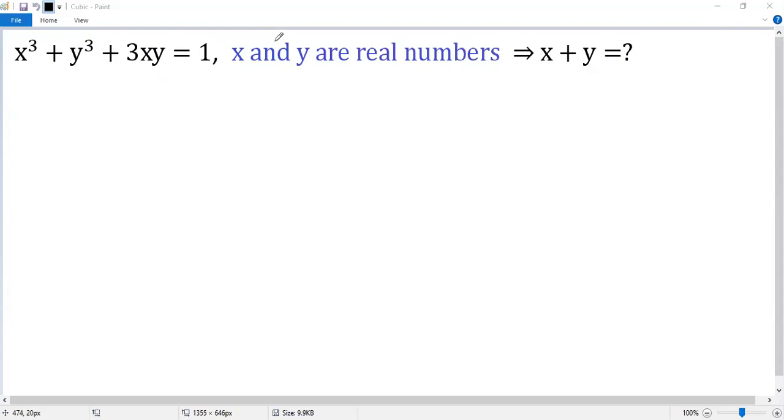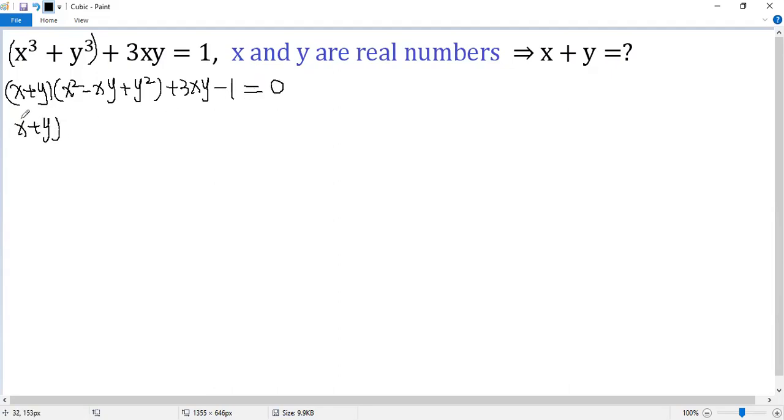Given x cubed plus y cubed plus 3xy equals 1, we want to find the sum of x and y. The key idea is to factor the given condition. First, we apply the sum of cubes formula to the first two terms. So we get (x plus y) times (x squared minus xy plus y squared), and then plus 3xy minus 1 equals 0.